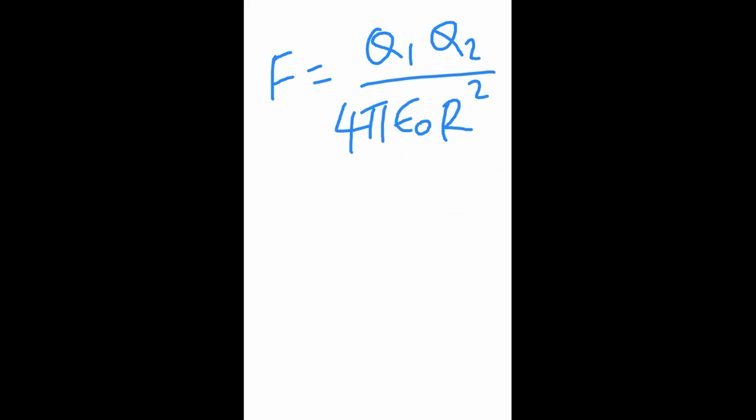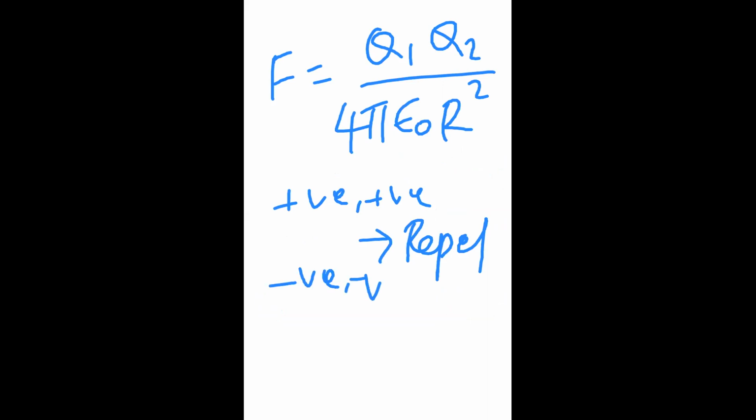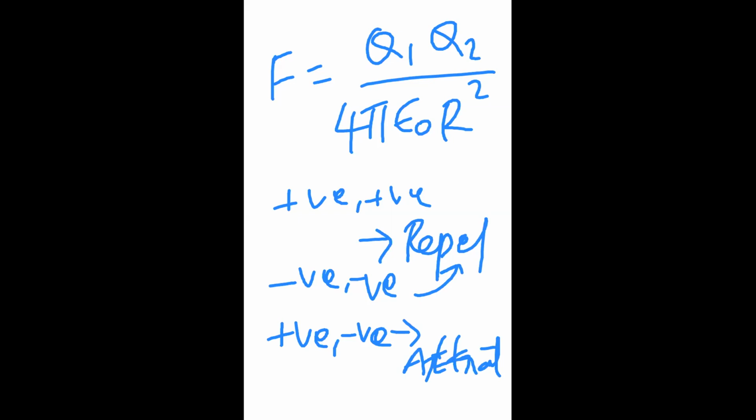If the two charges are positive, they will repel each other. Or if the two charges are negative, then also they will repel each other. If they are of opposite kind, say one is positive and another one is negative, they will attract each other. That is the idea of Coulomb's law.